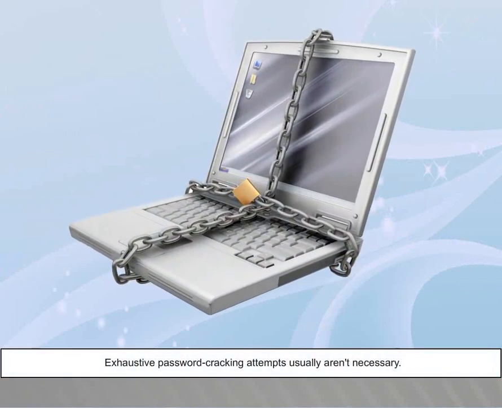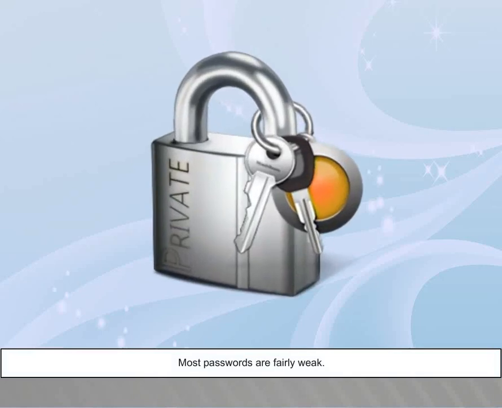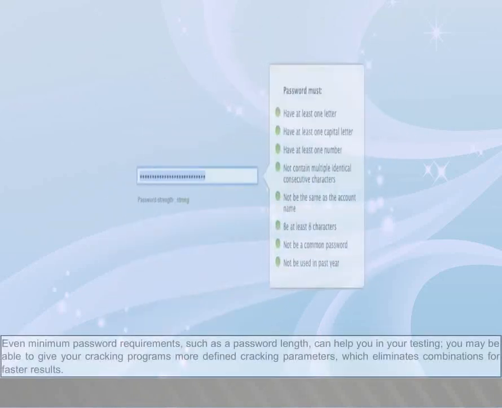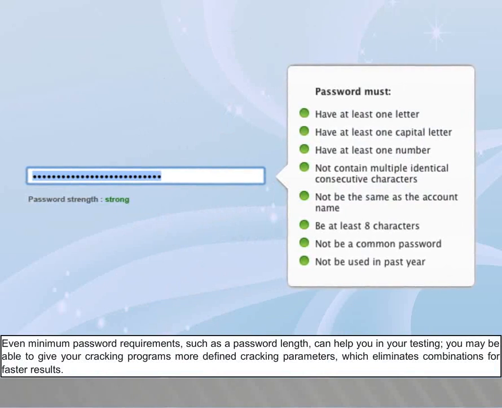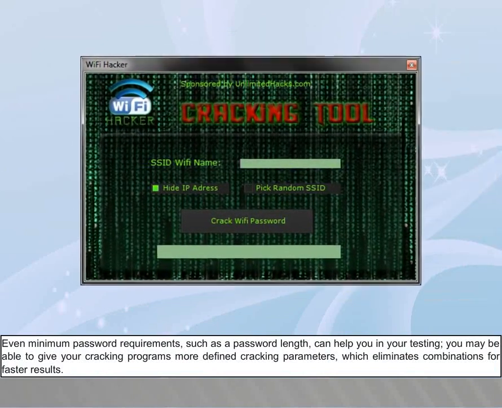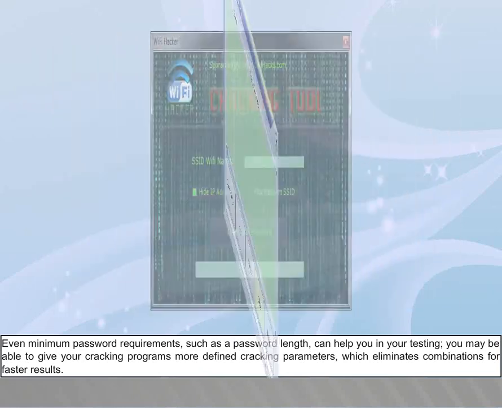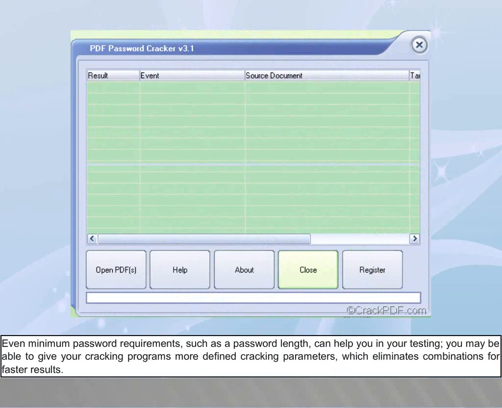Exhaustive password cracking attempts usually are not necessary. Most passwords are fairly weak. Even minimum password requirements such as password length can help you in your testing. You may be able to give your cracking programs more defined cracking parameters, which eliminates combinations for faster results.